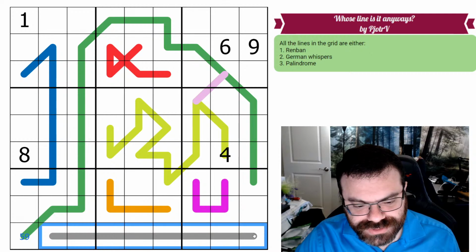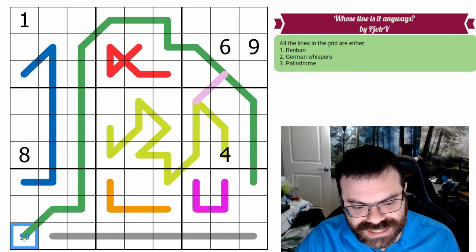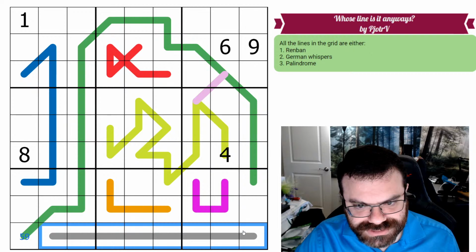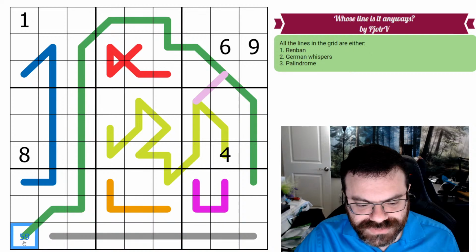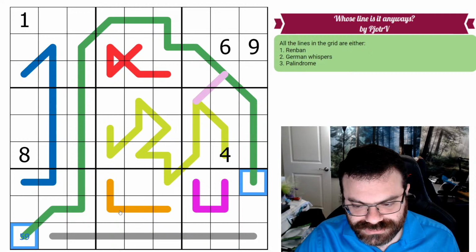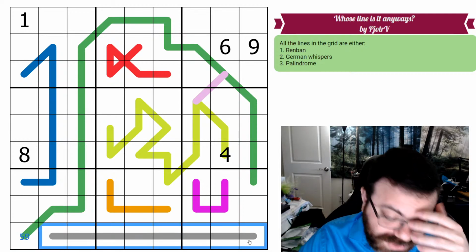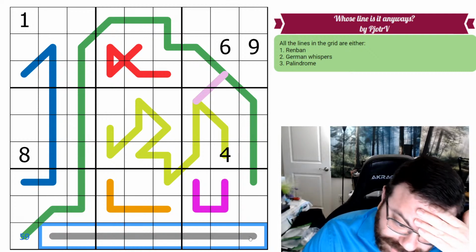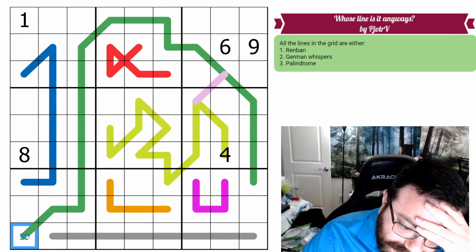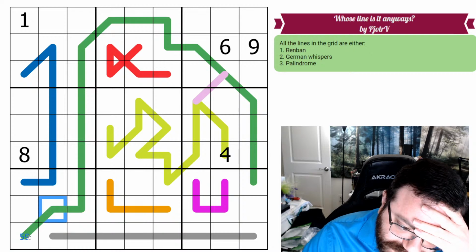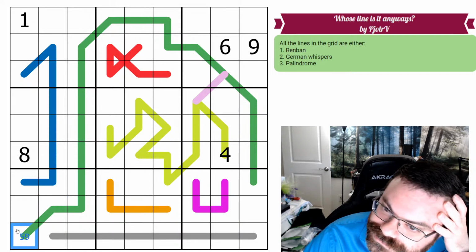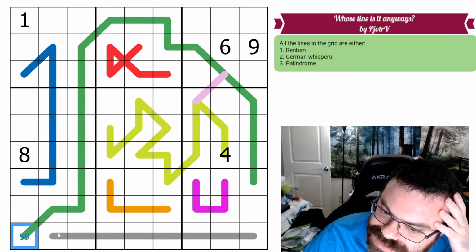Okay, hold on. If this is a whisper, that's a 5 and that's a 5. Oh wait, did I just prove myself? Wait, oh no. Yeah, if this is a whisper, that puts a 5 here. That means this must be a palindrome, and that puts a 5 here as well. So that's one option. The other option is for this to be a Renban, in which case this has 1 through 8 on it. This is a 9. And this could be whisper or palindrome. I find it very difficult for the green line to be whisper, but not impossible.